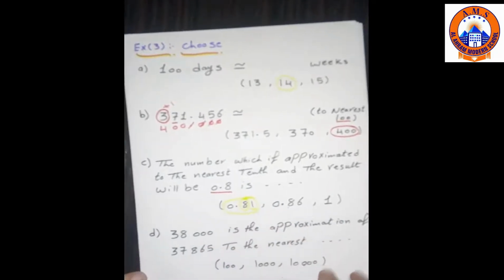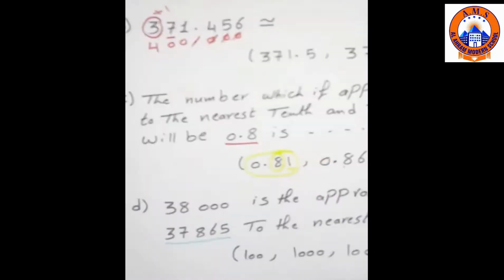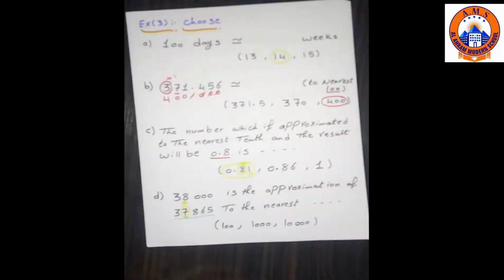The last one, we have 38,000. It is the approximation of this number to the nearest what? So we approximate this number to be 38,000. As we notice, the digit 7 becomes 8 here. So we just increase this 7 by 1 to be 8, and the following digits are turned into zeros, so we approximate the number to this digit, which is the 1000th digit. So I'm going to choose the 1000.